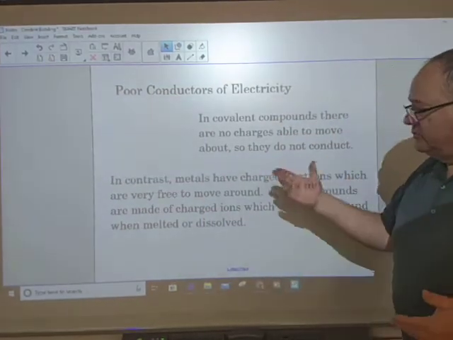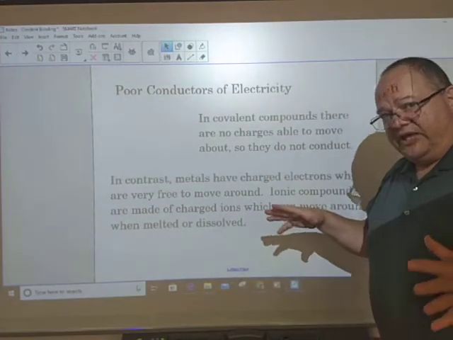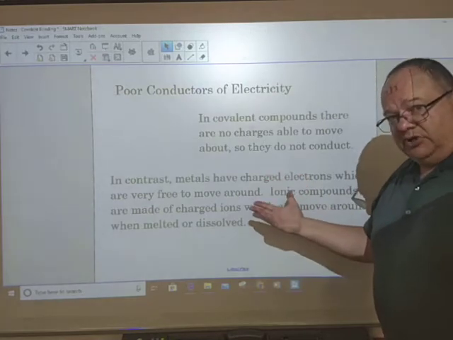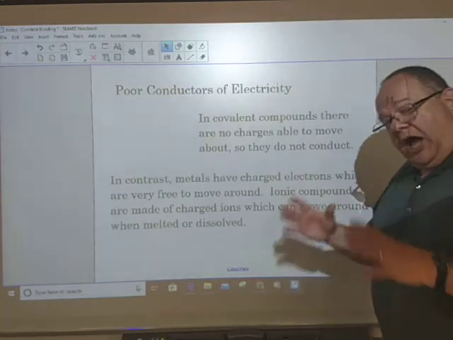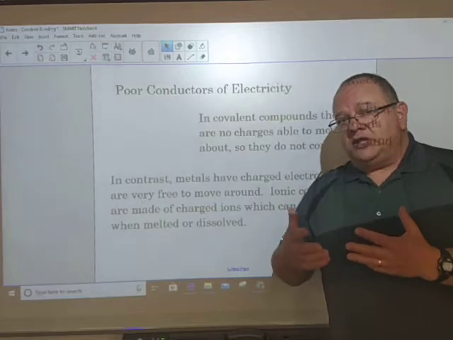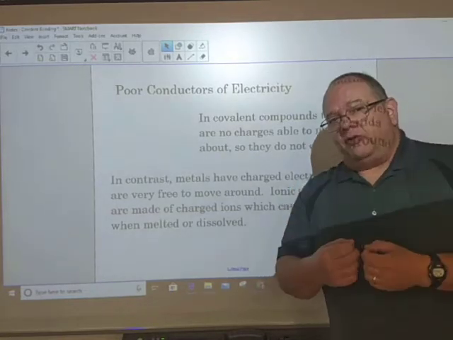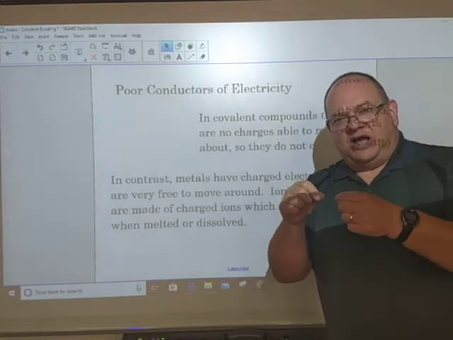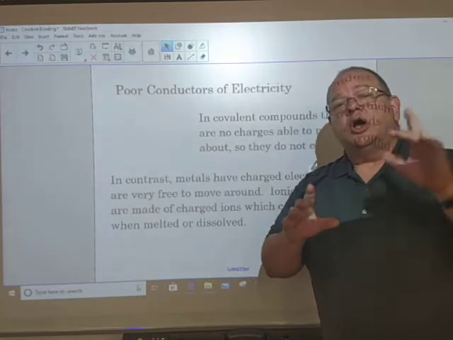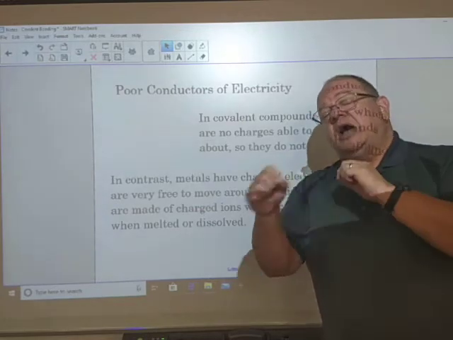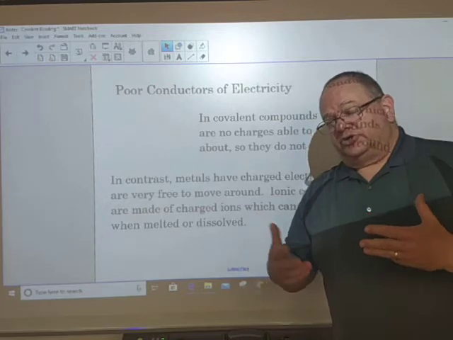Contrast that to metals, where the electrons can move easily, that's carrying electricity, or ionic compounds. Now, normally they don't conduct, but if you melt them, now the ions themselves, which are charged, can move around. Or if you dissolve them in water, the ions can move around, carrying charge.